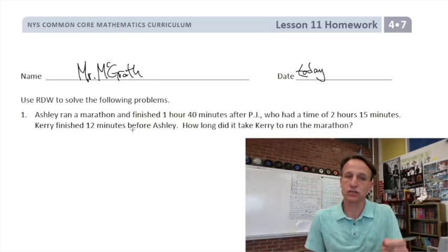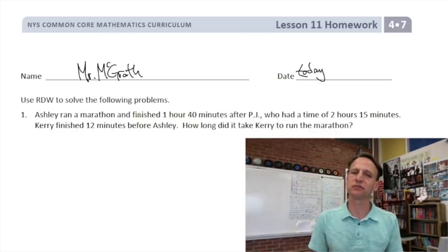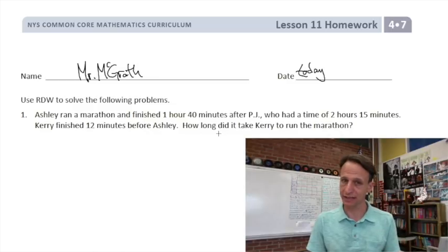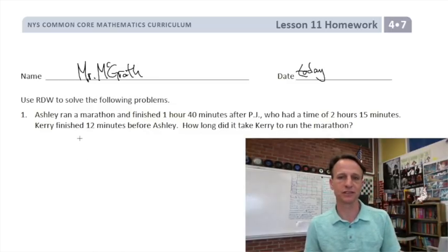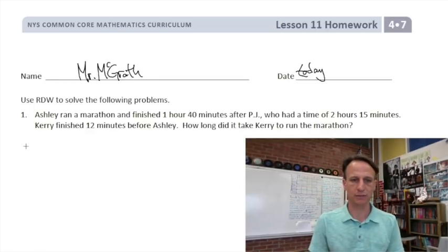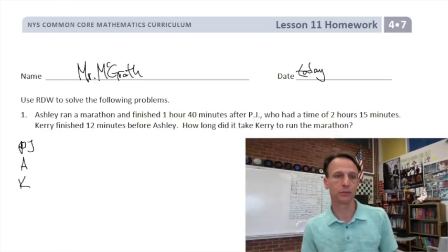Carrie finished just 12 minutes before Ashley. So now you have to think: she finished before her, so that's going to be a shorter time. How long did it take Carrie to run the marathon? Let's start off with a little tape diagram here. I would like to start with PJ because we're actually given PJ's. Then we can figure out Ashley's based on PJ's, and lastly Carrie's based on Ashley's.